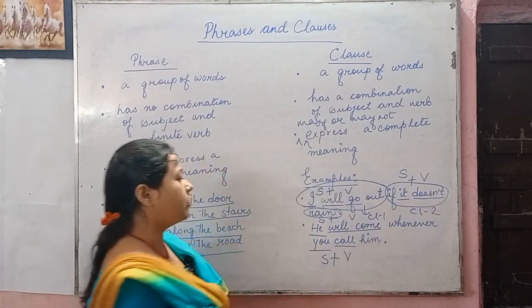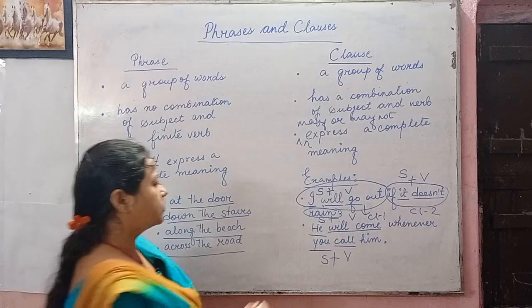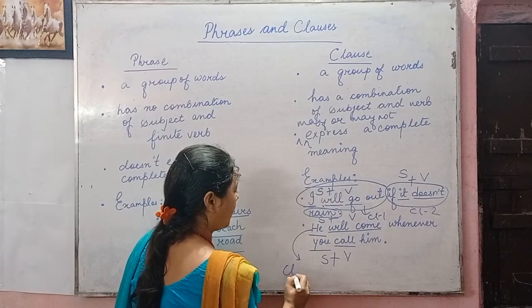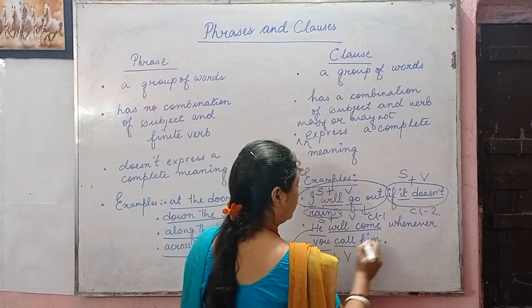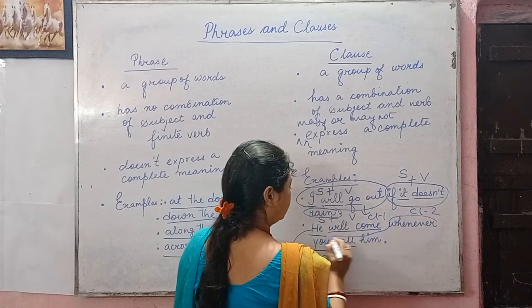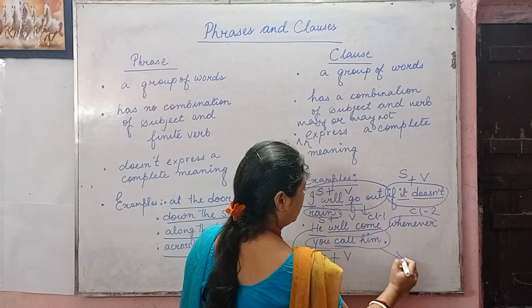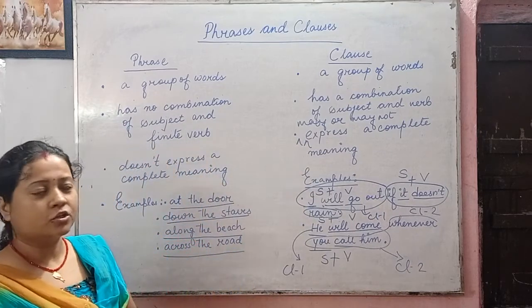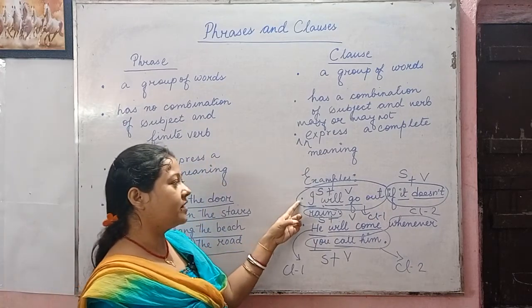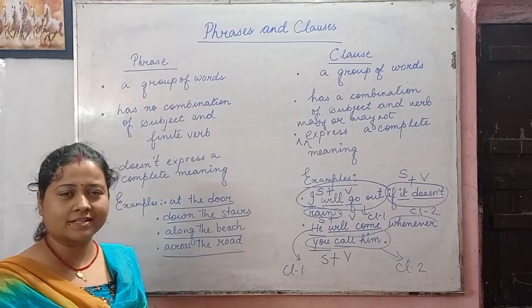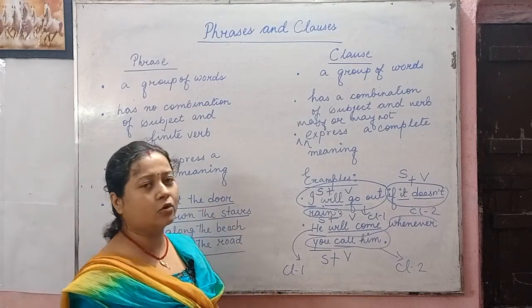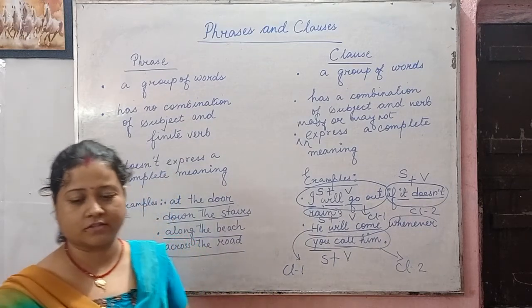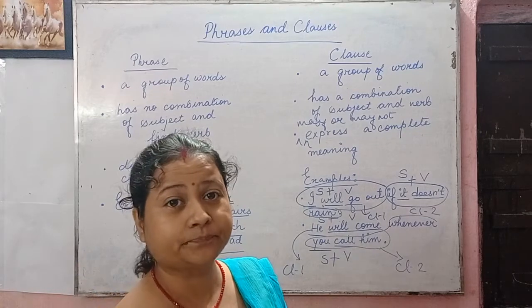And here also, he will come. This is one clause, and whenever you call him, this is another clause. This is clause 2. Okay, so here also in the first sentence we have got two clauses. In the second sentence also we have got two clauses. So what do we find, children?